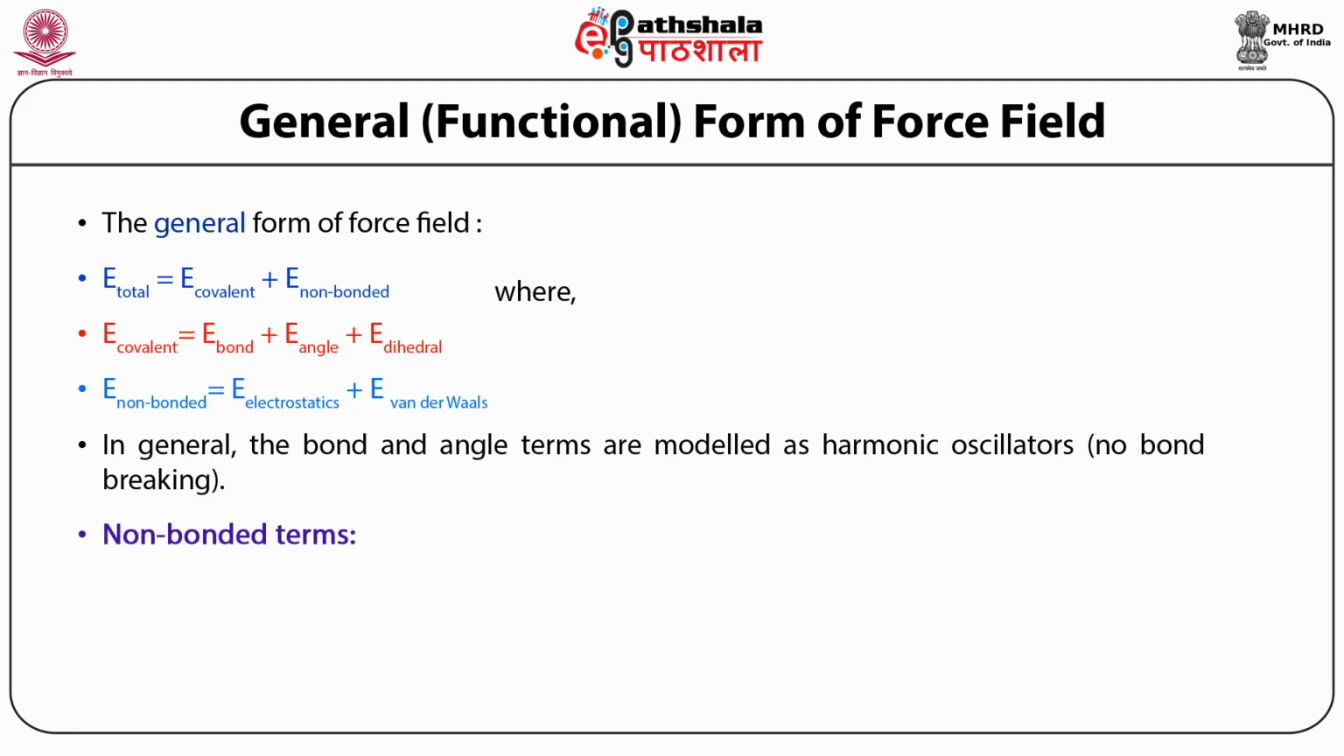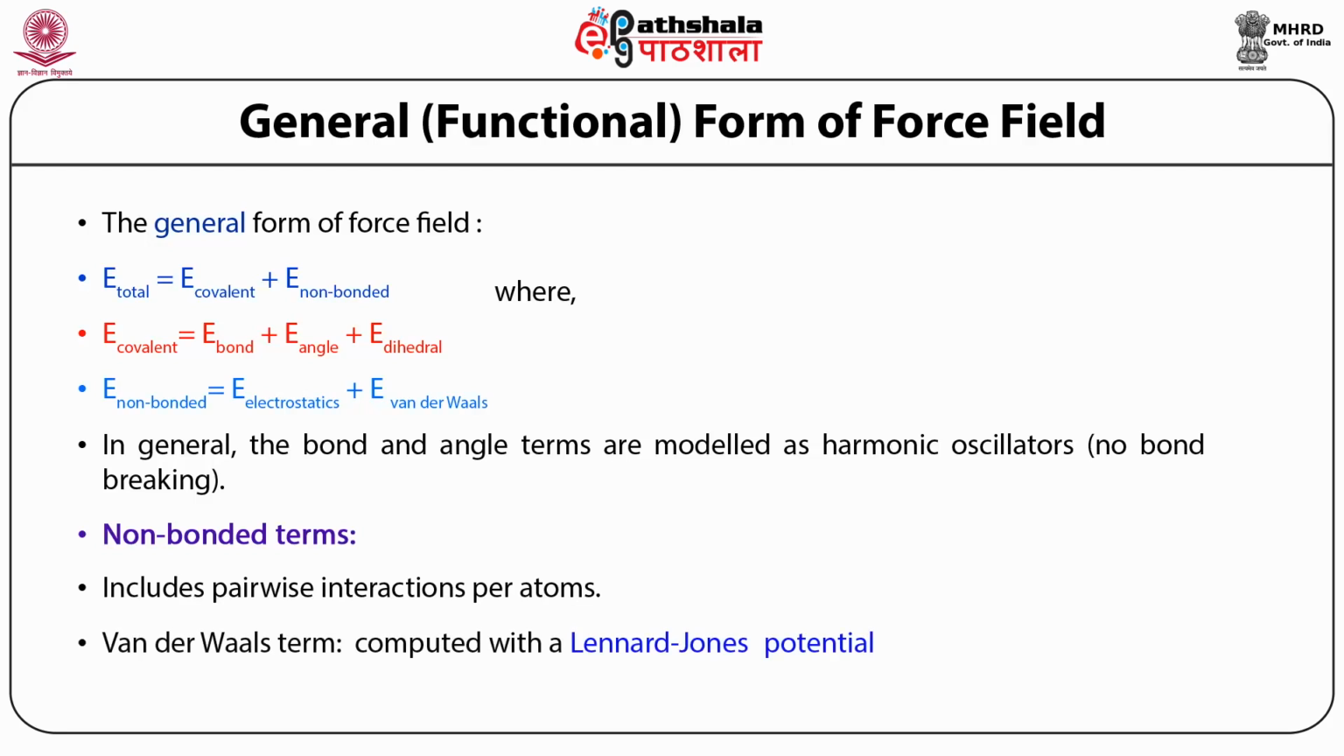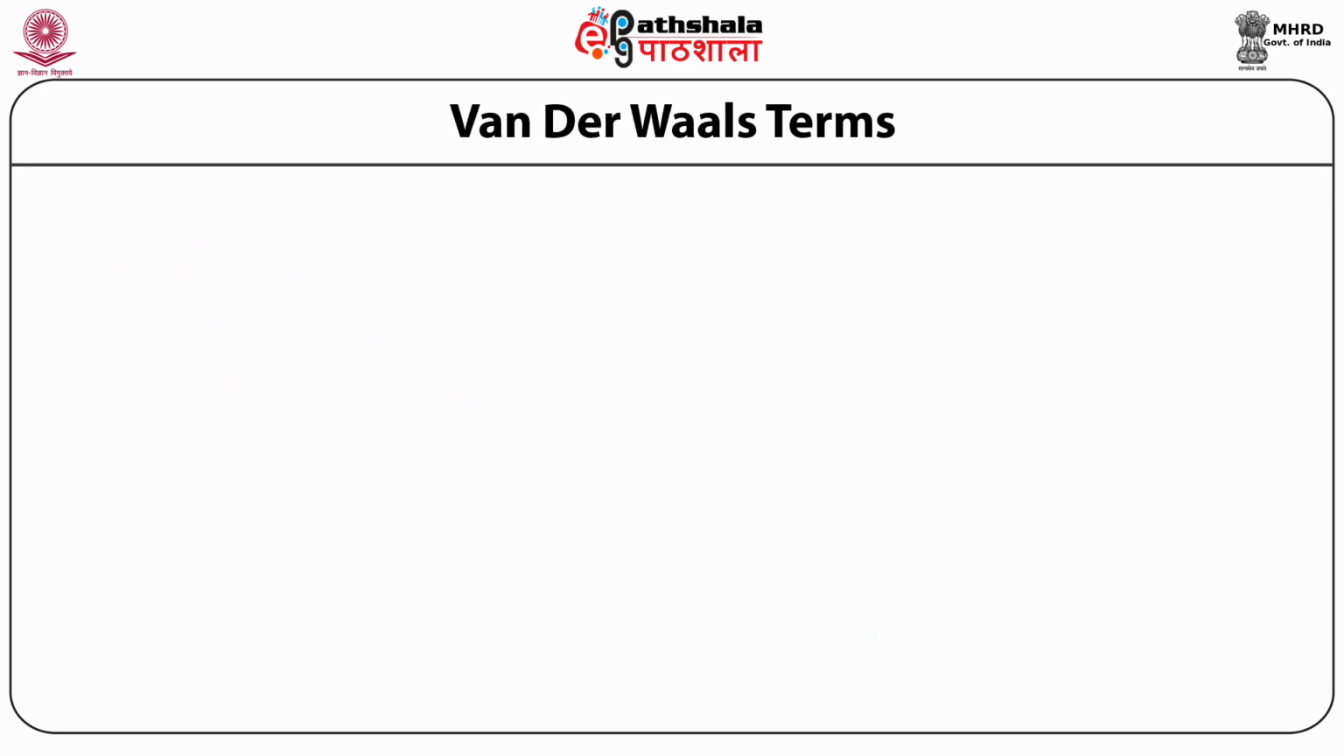Now, non-bonded terms, on the other hand, have a very different type of expression. They normally include the pairwise interaction for atoms which are not bonded to each other. Van der Waals terms are computed from the Lennard-Jones potential, and electrostatic terms are computed from Coulomb's law. The van der Waals terms here are calculated from Lennard-Jones, and these are 6-12 potentials.